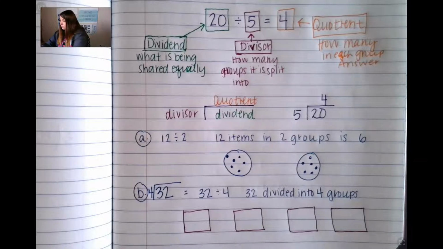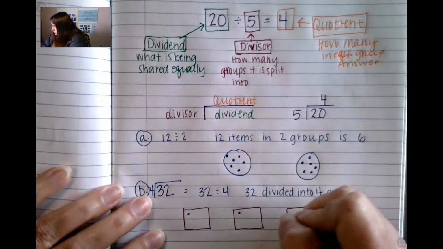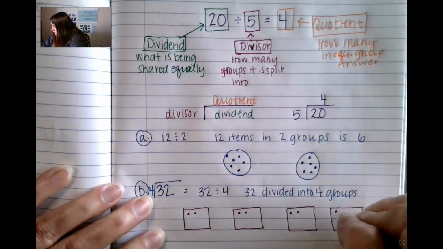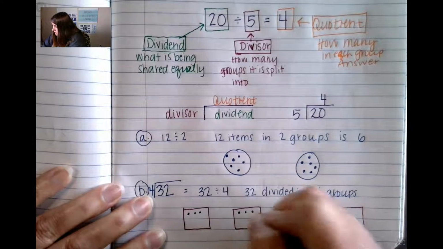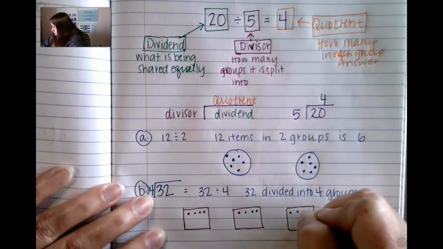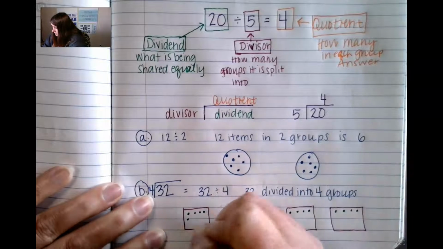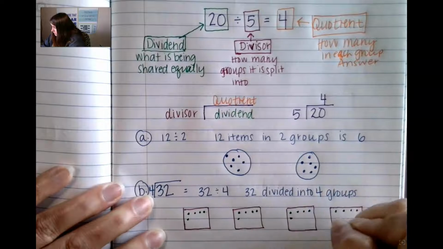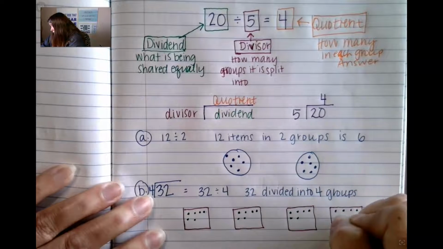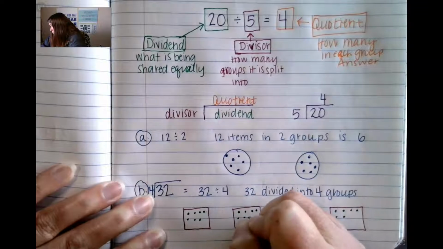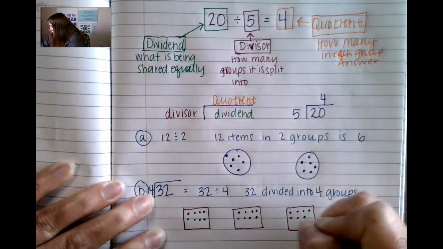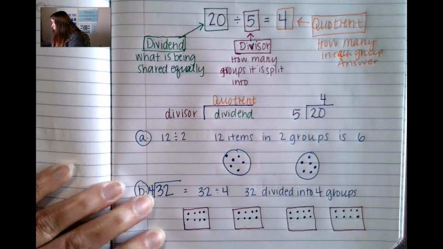So here we go. 1, 2, 3, 4, 5, 6, 7, 8, 9, 10, 11, 12, 13, 14, 15, 16, 17, 18, 19, 20, 21, 22, 23, 24, 25, 26, 27, 28, 29, 30, 31, 32.